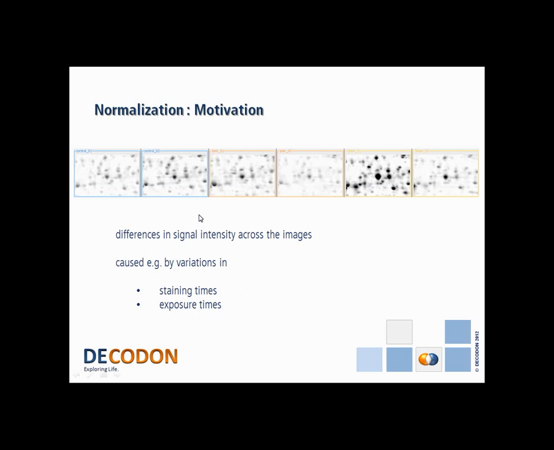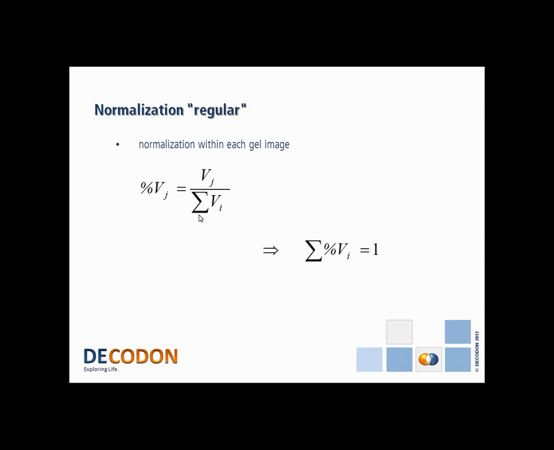controlled by normalization. There's a regular normalization, that means it's included in all available software packages. Normalization within each single gel image is done by just dividing a certain absolute spot volume by the sum of all spot volumes. And this results in the fact that the sum of all normalized spot volumes, the percent volumes, is 1. The sum of all these values is 1 after having normalized the spots.